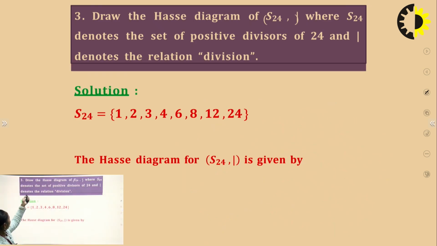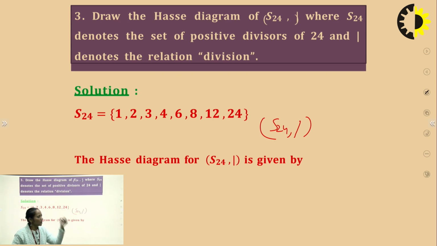Next, again draw the Hasse diagram of S24 where the relationship is divisibility. What is the meaning of S24 with the relationship divisibility? It means the members of the set are all the divisors of 24, where S24 denotes the set of positive divisors of 24. If the set is not given, then we have to create the elements of the set. What will be the elements of the set? All the elements that will divide the number 24.